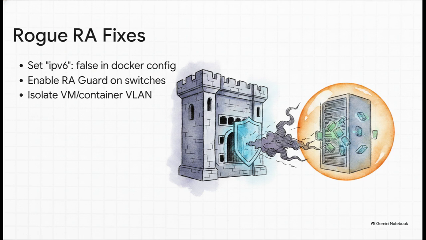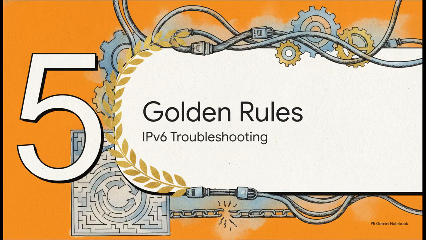Honestly, though, the absolute most robust defense, no matter what the source is, is to enable RA guard on all your switch access ports. It stops rogue RAs at the hardware level before they can even pollute the segment. Alternatively, you can always isolate your VM and container traffic to a completely separate VLAN that doesn't touch the physical host network. And finally, Section 5, the golden IPv6 troubleshooting rules.